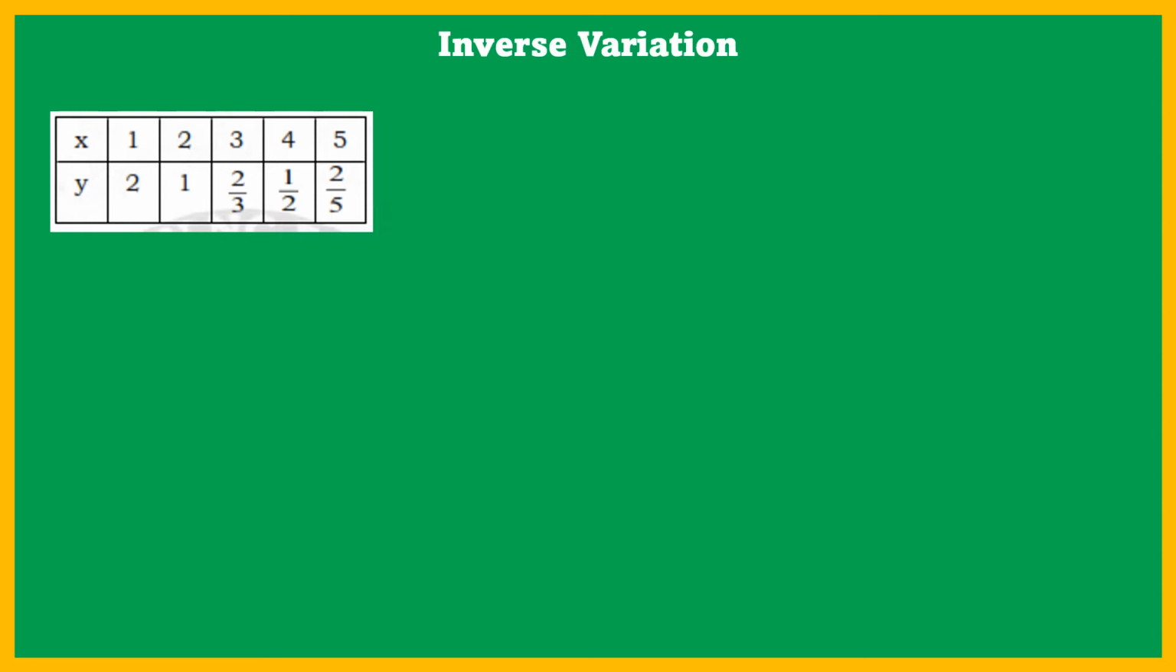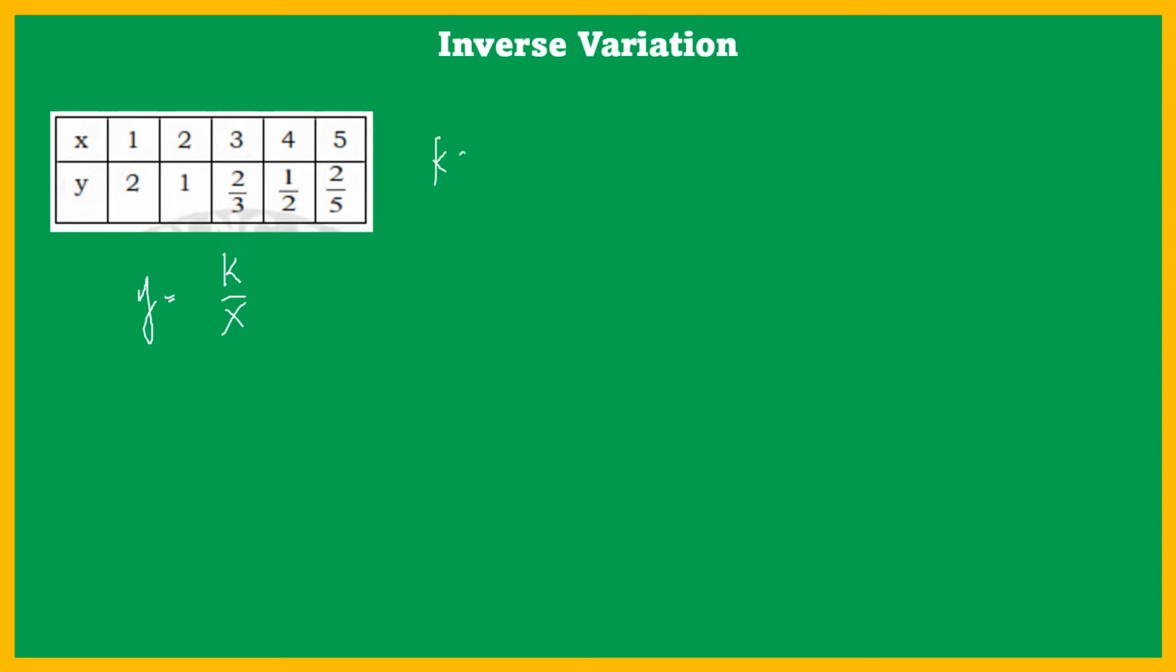Now, how are we going to solve this given equation? So if the given is in table form, we need to identify the equation of variation. So same procedure lang siya. Hahanapin lang natin yung equation of variation. And of course, for us to do that, our standard equation is y is equal to k over x. And we need to identify first what is the constant of variation.